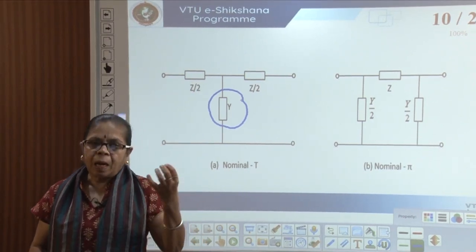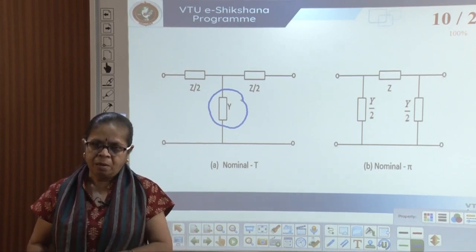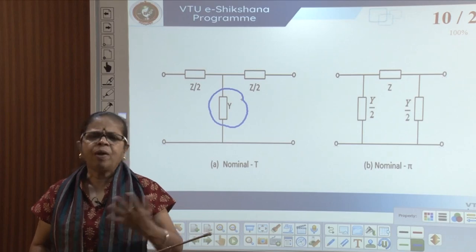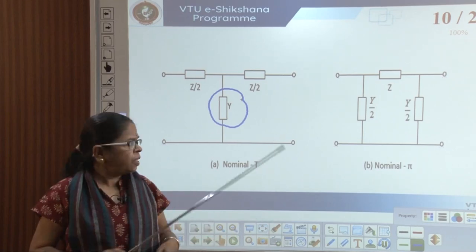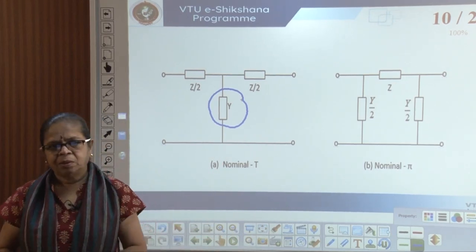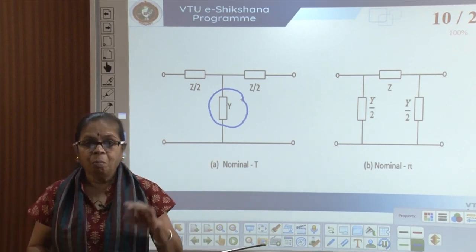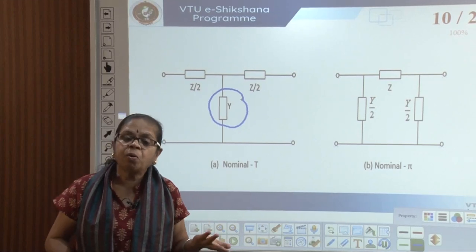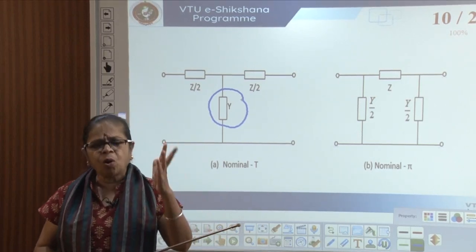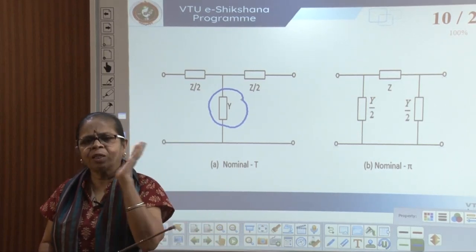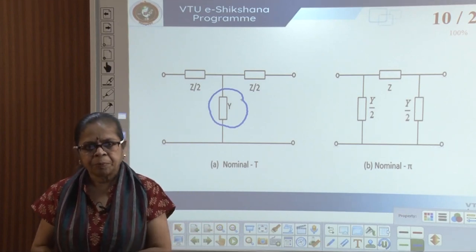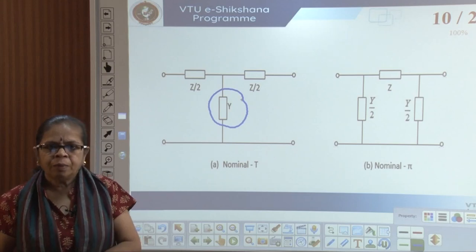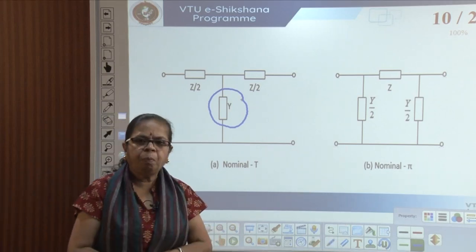So whenever we lump distributed parameters and want to represent them in a circuit equivalent, we have to find some way to do it. Is this accurate? No, because it's distributed, but it will give you very good answers. What do you mean by very good answers in analysis? As close to reality as possible. So this is accepted. Okay, the second model is the pi model, nominal pi model.